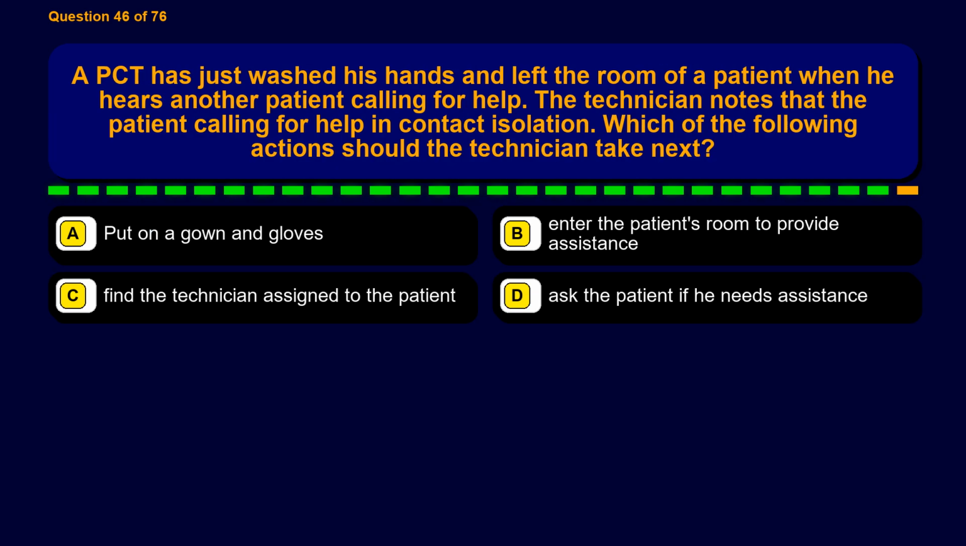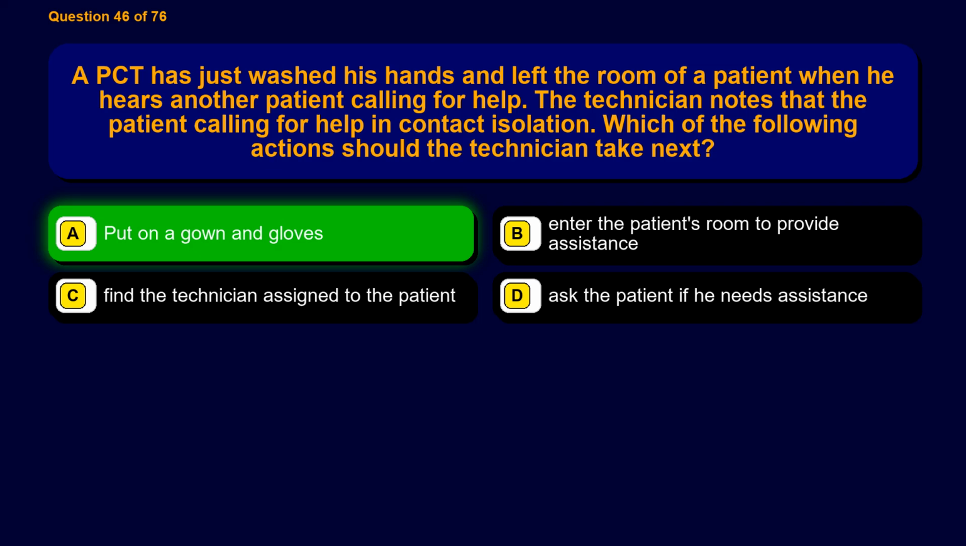Question 46. A PCT has just washed his hands and left the room of a patient when he hears another patient calling for help. The technician notes that the patient calling for help is in contact isolation. Which of the following actions should the technician take next? Option A. Put on a gown and gloves. Option B. Enter the patient's room to provide assistance. Option C. Find the technician assigned to the patient. Option D. Ask the patient if he needs assistance.